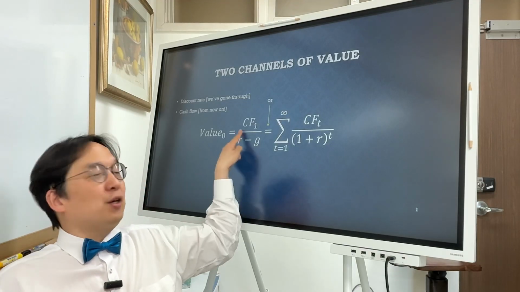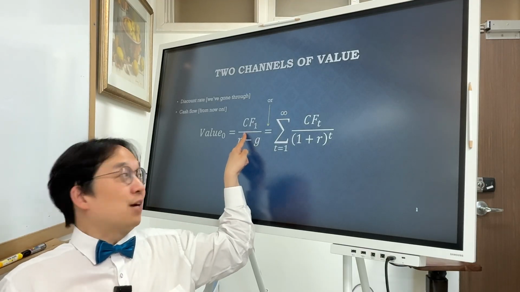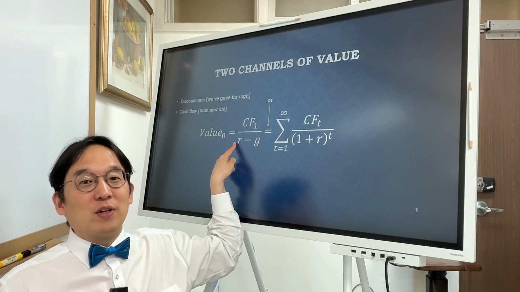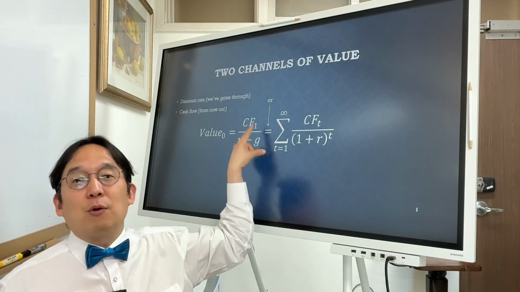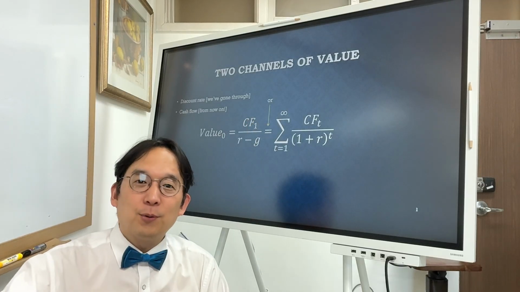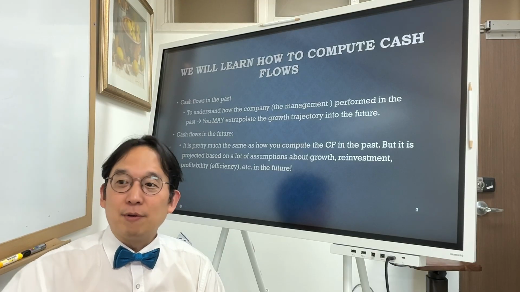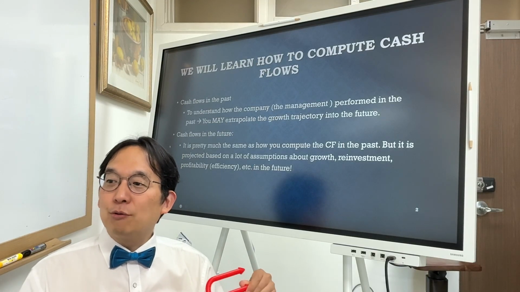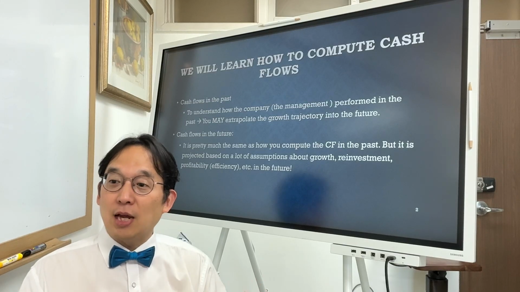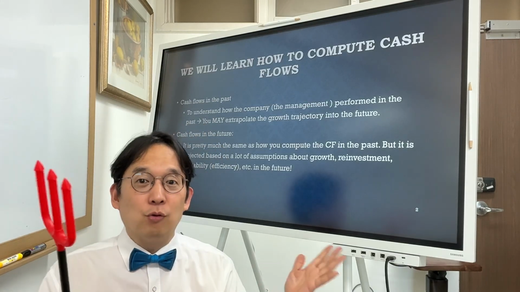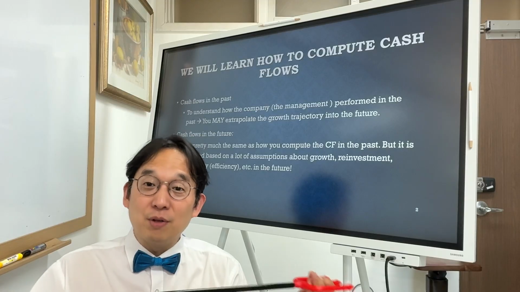So we mastered this discount rate part. Now we are moving on to the cash flow part and the growth included, right? So that's our roadmap right now. Now we will learn how to compute cash flows from now on, cash flows in the past and cash flows in the future. Those two we have to distinguish, and then we have to study.